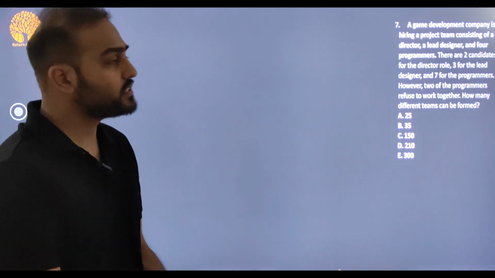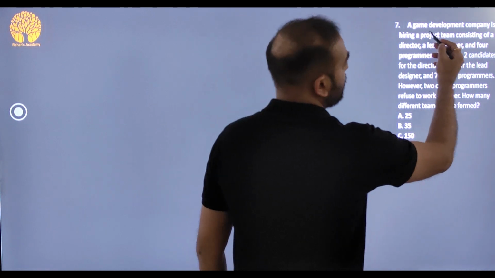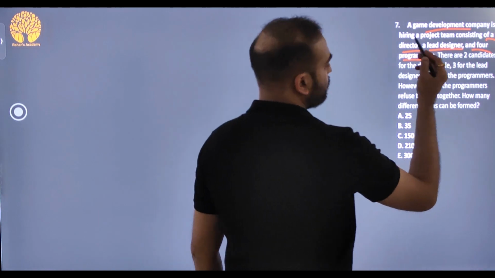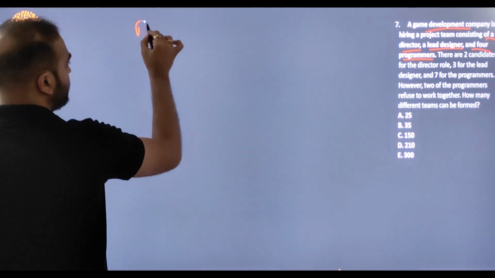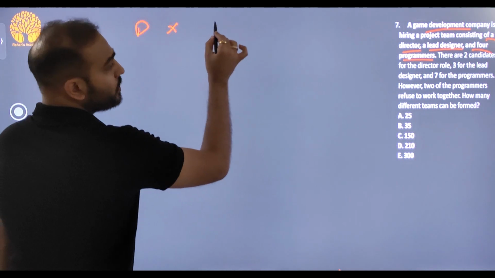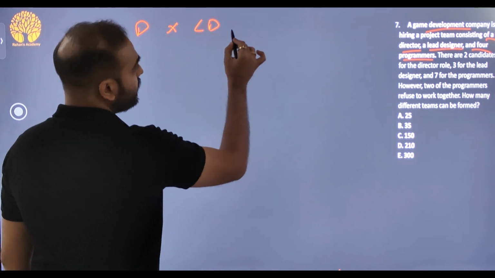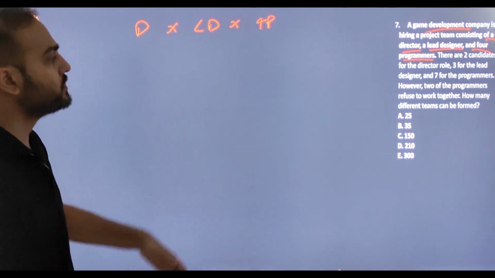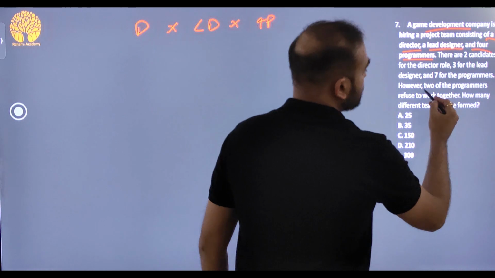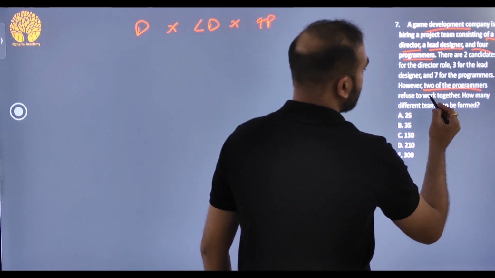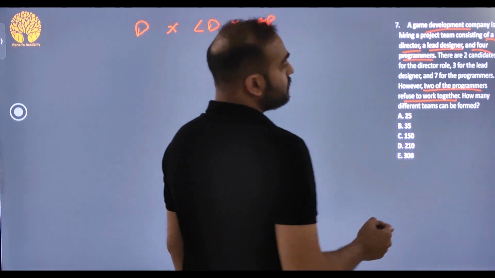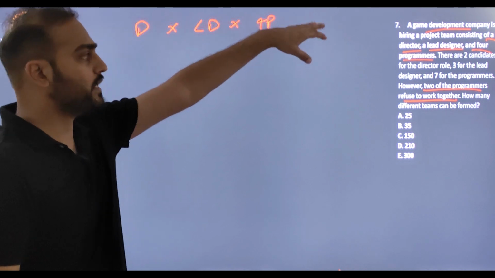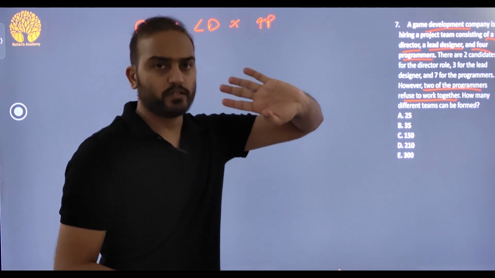Alright, an interesting question. We have a development company which wants to make a team of director, lead designer, and 4 programmers. So we need a director and a lead designer and 4 programmers, right? So since it is "and", it is multiplication, right? Now there is one more constraint, right? Two programmers refuse to work together. Okay, so out of these 4 that we select, out of the 7, 2 will not work together.